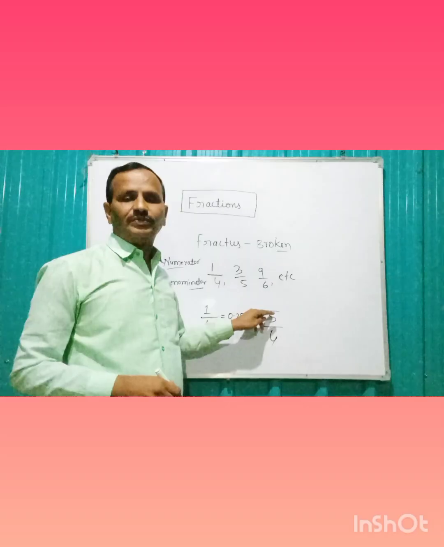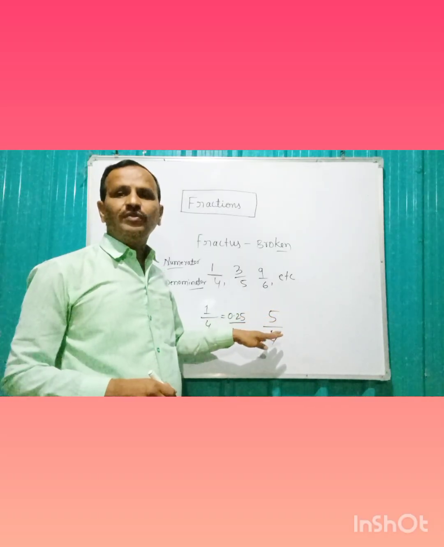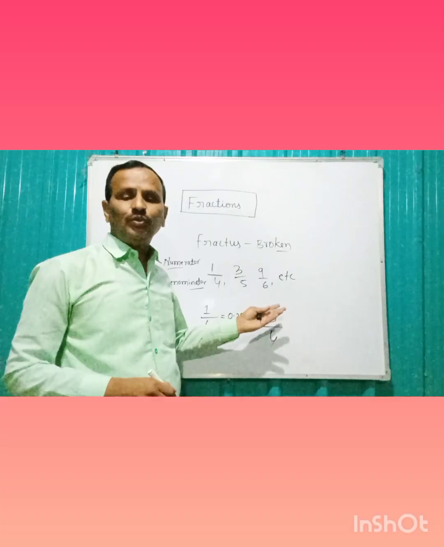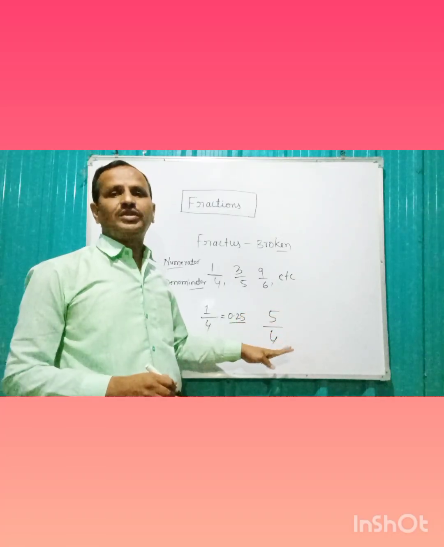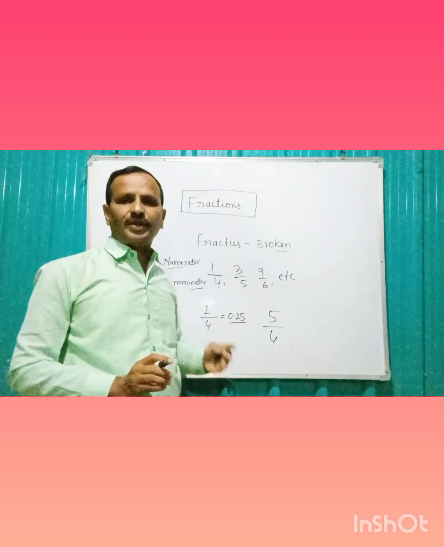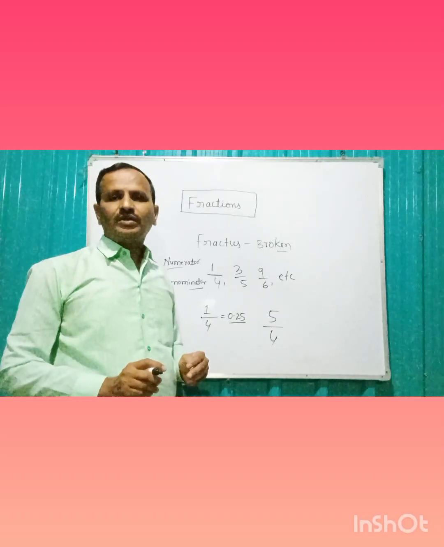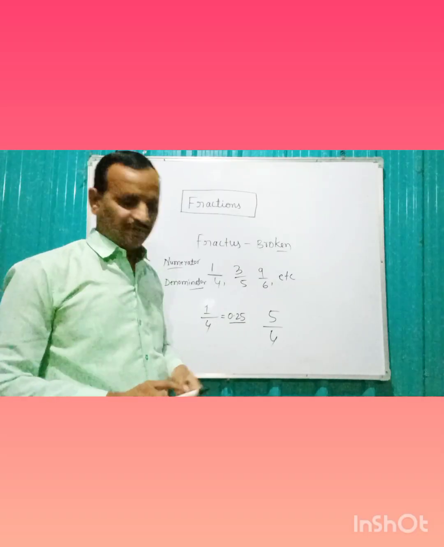5 rupees is a whole, and you need to make it 4 parts. 5 rupees is a whole, and you need to make how many parts? 4 parts. This is a fraction. I hope you understood this fraction concept. Clear? Now let us move on to the types of fractions.